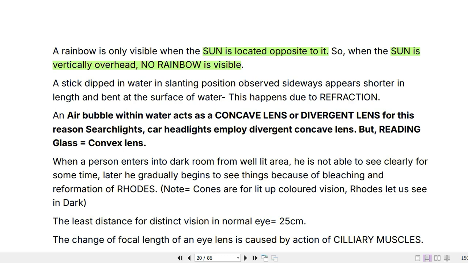Then a stick dipped in the water in slanting position, observed sideways, appears shorter in length and bent at the surface of the water, and this happens due to refraction of light.